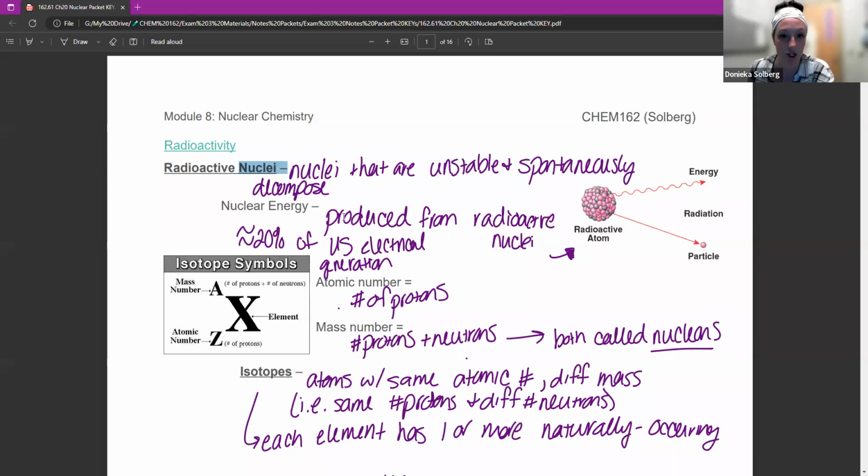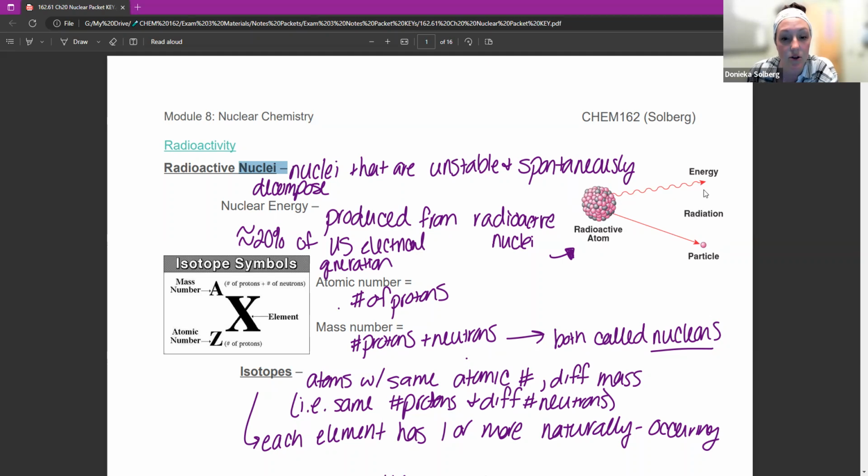So nuclear energy is really important. You've probably heard of nuclear energy before. We're going to use it a lot. It's produced from radioactive nuclei. So when a radioactive atom actually breaks down, it might give off particles when it decays. It might break into other things. We do get radiation, and we're going to talk about what that is. And we also get energy.